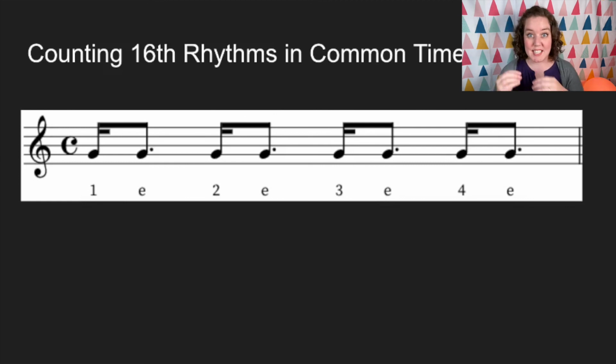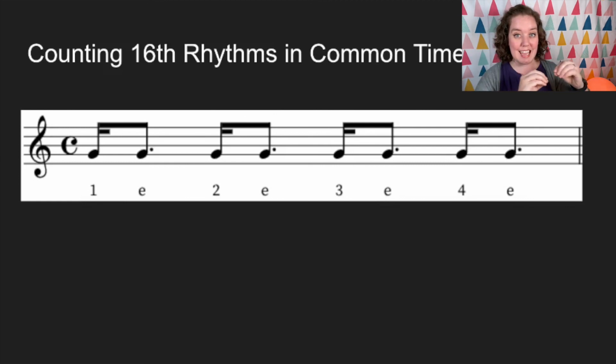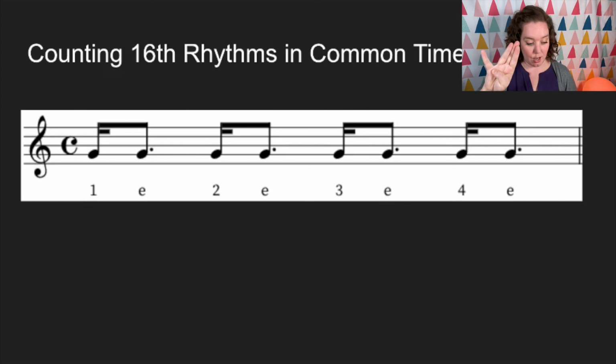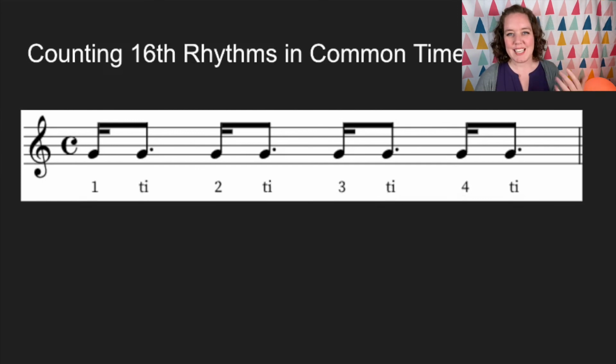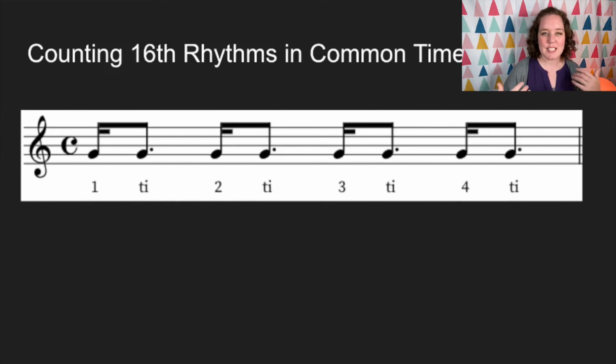Okay, this one we have the 16th at the beginning and then the dotted 8th at the end. So again, we start with that 16th note and then those other 3 16th notes are joined together in that dotted 8th note. So that would be 1 E, 2 E, 3 E, 4 E. And you're thinking of that and. So it's 1 E, E, 2 E, E, 3 E, E, 4 E, E, like that. Or you can do it in T's, 1 T, 2 T, 3 T, 4 T.